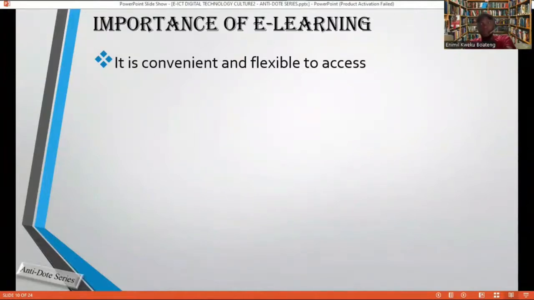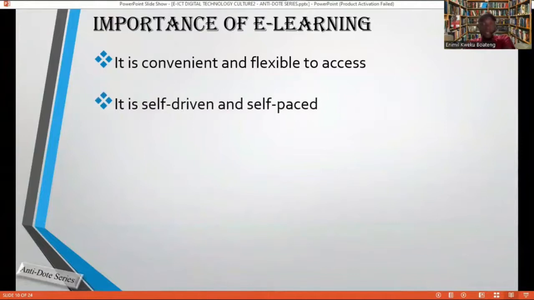And then it is flexible. It is self-driven and self-paced, especially the asynchronous. If you know your learning type, whether you are a slow learner or a fast learner, or a visual learner, or auditory learner, or tactile, it helps you a lot to develop and be able to learn very well. So knowing your learning type and using the asynchronous way, or e-learning in general, helps build you to become a good student because it is self-driven.